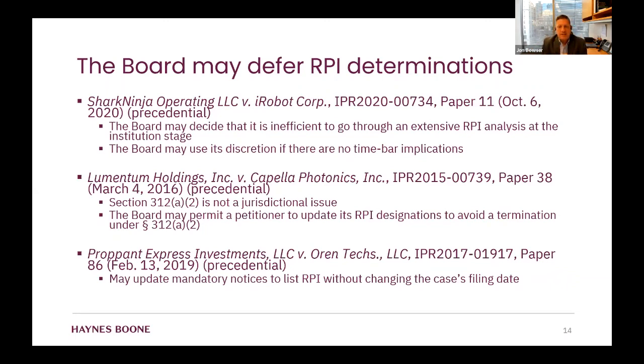But Lumentum changed that. And they said 312(a)(2) is not a jurisdictional issue. The board may permit a petitioner to update its RPI designations to avoid a termination. Makes sense, because in fact, the Federal Rules of Civil Procedure do the same thing. You don't lose your filing date, you don't lose rights just because you didn't get a designation correct. And then the last one, this is another expansion, and this is a relatively recent case, the Propin Express case, where petitioners may update their mandatory notices to list RPI, in this particular situation occurring after institution, without changing the case's filing date. So we go to the next slide, please.